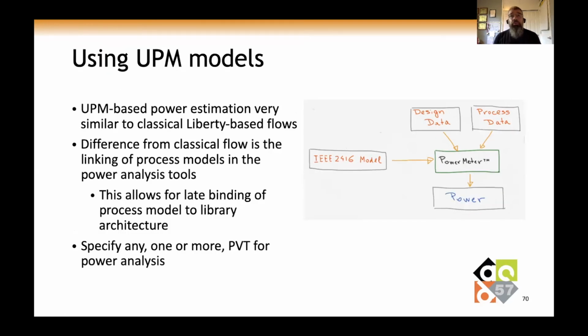The power analysis flow, which uses UPM models, is very similar to the classic power analysis flow. We still load all the design data. We still load all the models, and just in this case, they're IEEE 2416 UPM models. The only additional step is that we have to provide the process model at this point. Providing the process model at this point allows us to perform the late technology binding, which guarantees that we're using the latest and greatest process model. And most importantly, it allows us to target any PVT point for our power analysis.